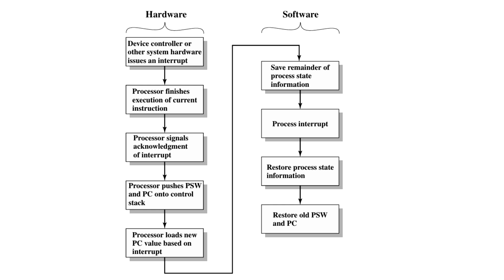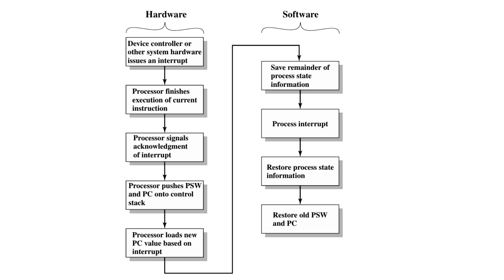On the hardware side, the device controller or other system hardware first issues an interrupt. The processor first finishes the execution of the current instruction. Then it signals acknowledgement of the interrupt by pushing the program status word and the content of the program counter onto the control stack. After that, the processor loads the new contents of the PC value based on the interrupt, that is the start address of the interrupt service routine.